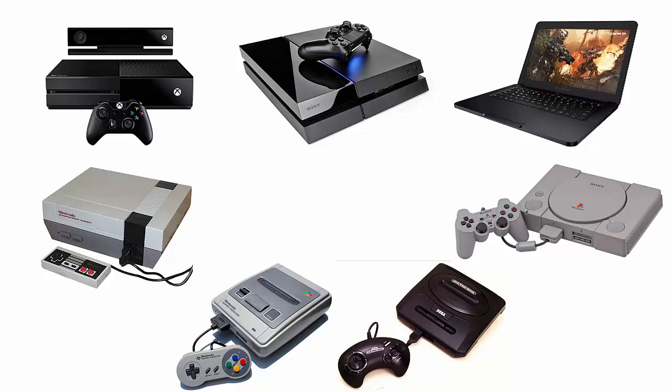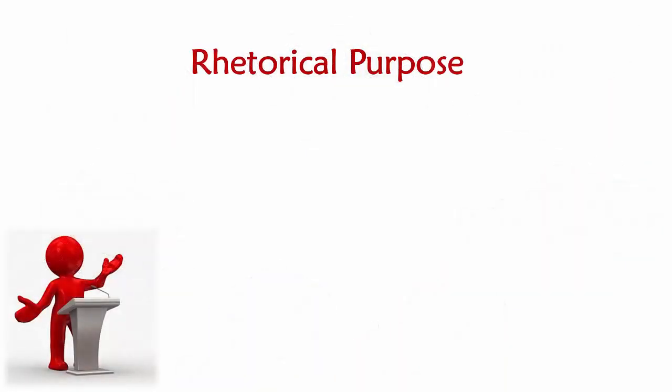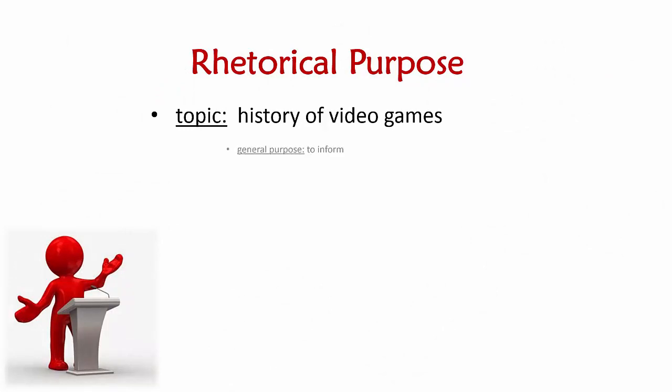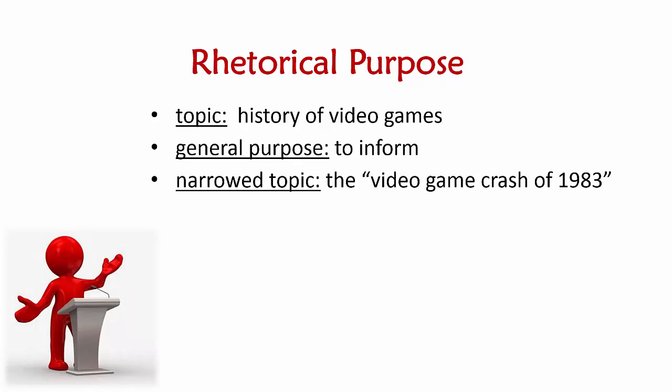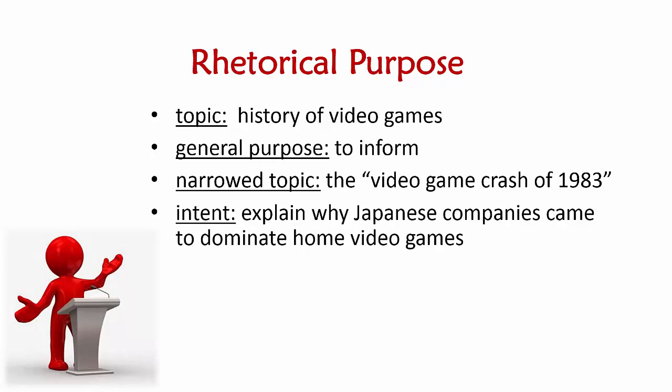Okay, so I have to think about rhetorical purpose. My topic, the history of video games, and my general purpose is to inform. The narrowed topic that I came up with is not just the history of video games, but early home video gaming, and particularly the video game crash of 1983 and its aftermath. My intent, what I want to try to do with the speech, is to explain why Japanese companies came to dominate home video games. How did that happen?